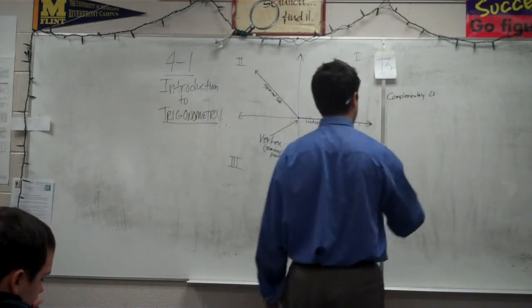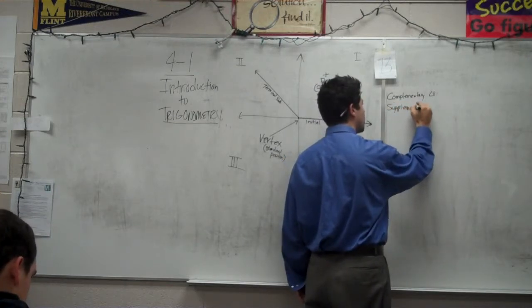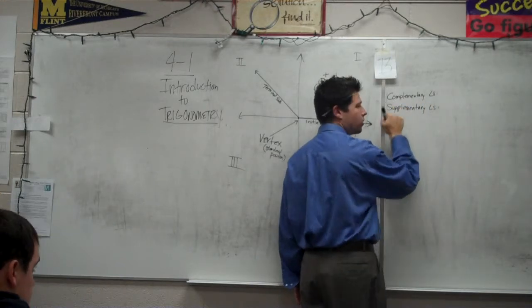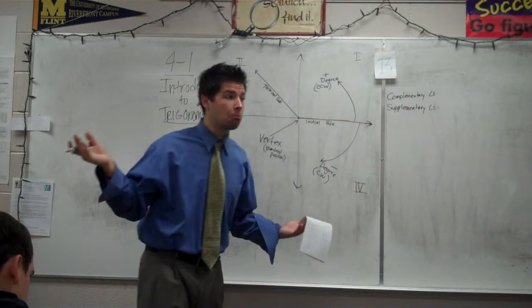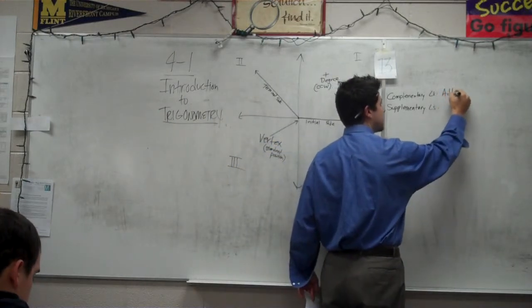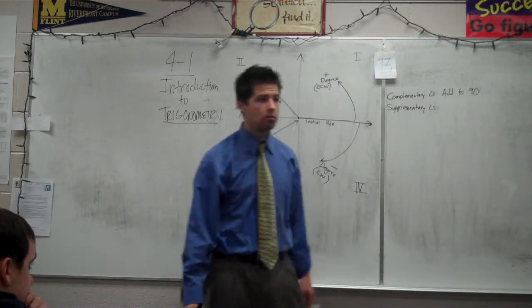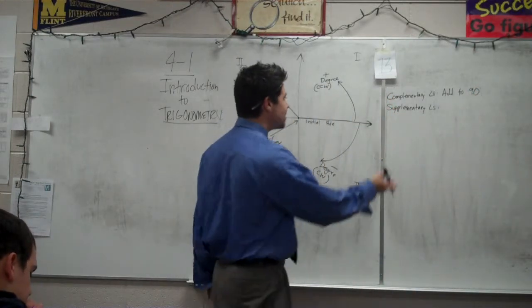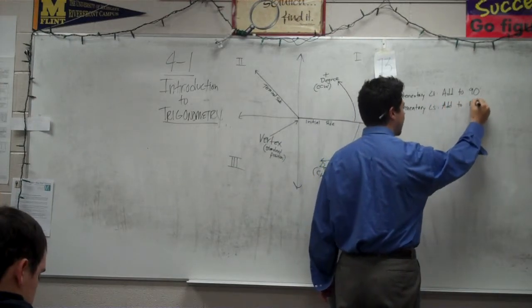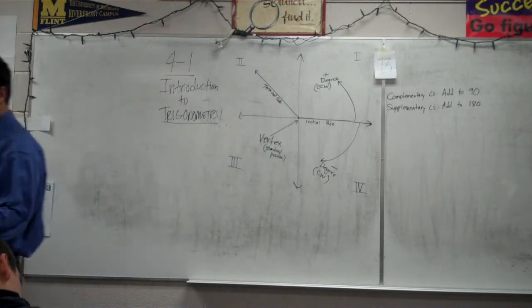Here's what I'm going to go with. C and S, which one comes first in the alphabet? C, right? Since C comes first, 90 comes first when you count. Fair enough? S comes second in the alphabet. Supplementary angles are two angles that add up to 180. 180 comes second when you count. Fair enough?